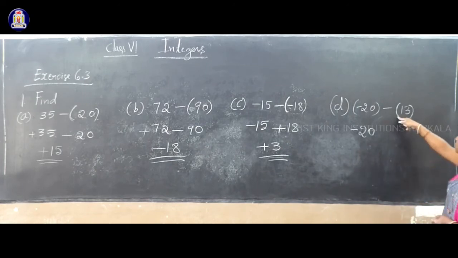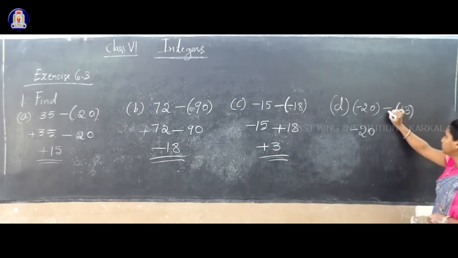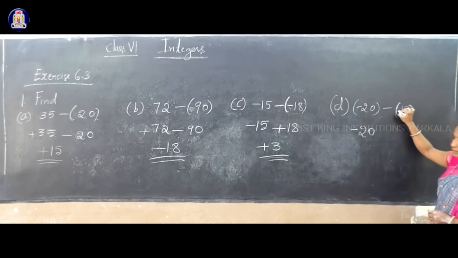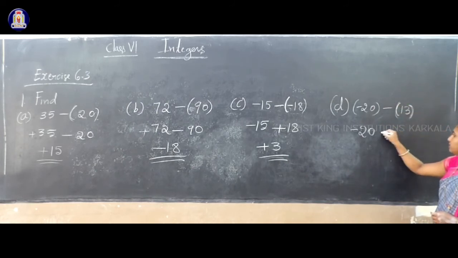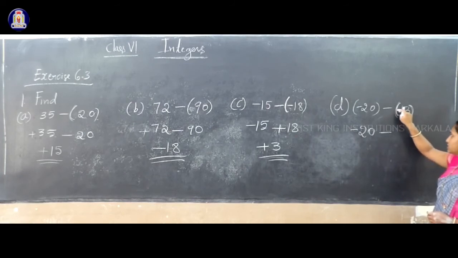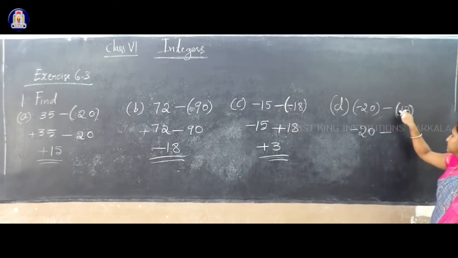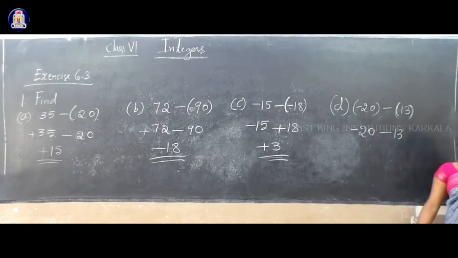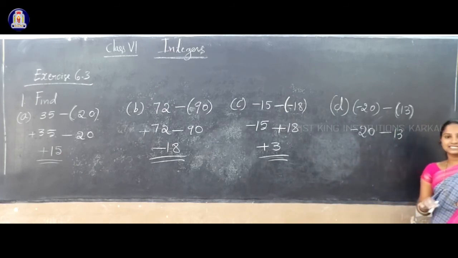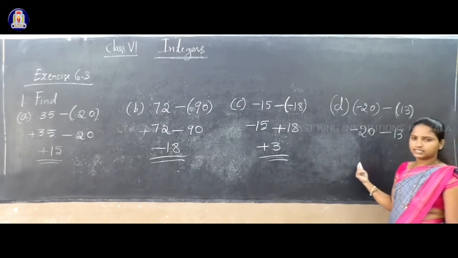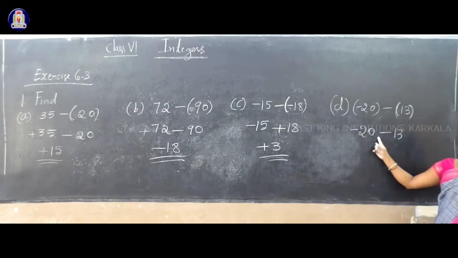And the next integer is plus 13 inside the bracket, and you have to remove this bracket. What do you have to do? Multiply. So minus into plus, minus. Understood now? If a sign is not given, you must consider the sign as plus. Minus into plus is minus. Sign and number write as it is. Minus 13. So minus 20 minus 13. See the sign? Minus. Here also the sign is minus.